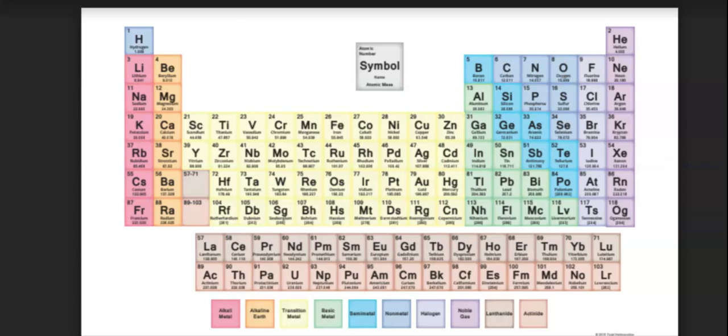Hey everyone, this is how to read the periodic table part 2. So in the video that I had posted earlier for part 1, I had just briefly gone over what the difference is between the periods, which if you'll remember are our rows going across, and then our groups or families that are going up and down.